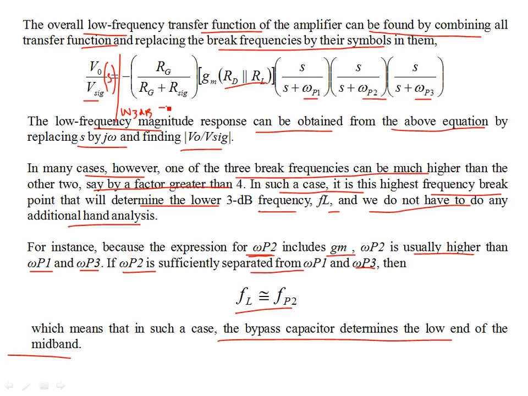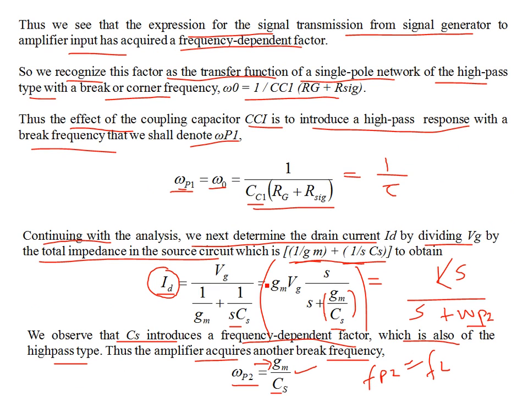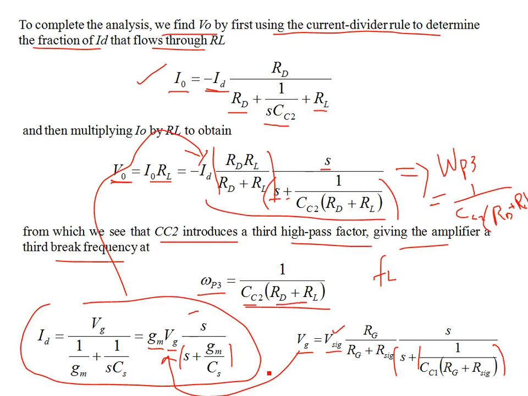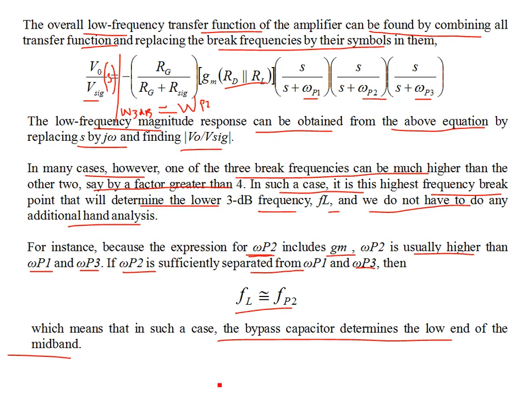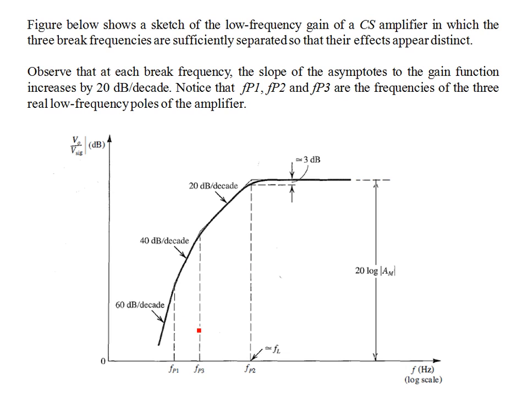So this will be omega P2, because it consists of the transconductance gain factor GM over here. So it's usually larger than the other two. This means that the bypass capacitor determines the lower end of the midband. You can see this in the figure as well.